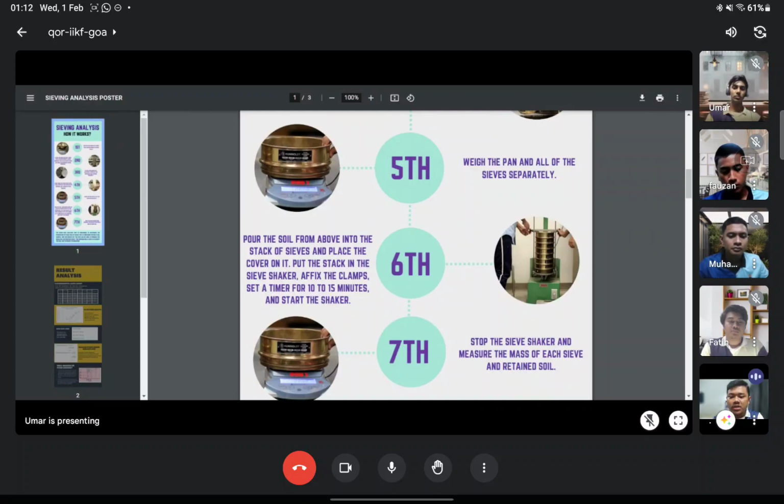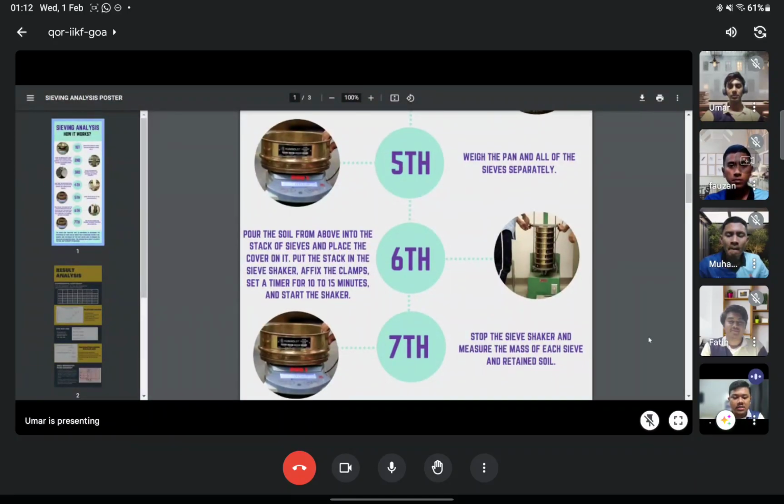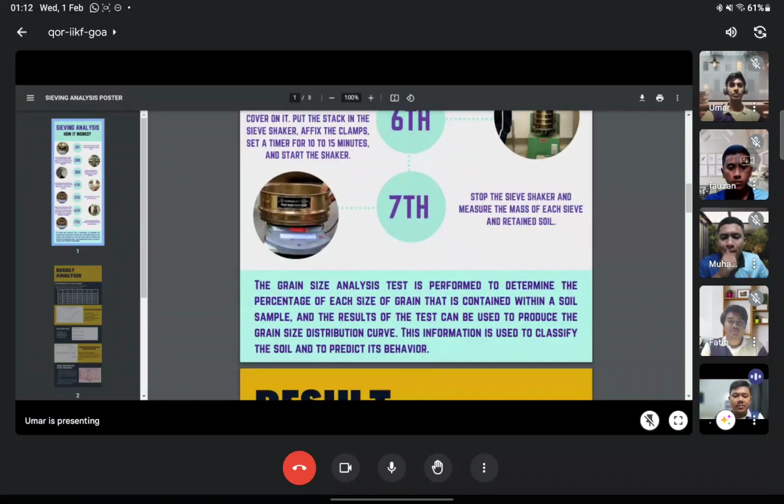The next one is to pour the soil from above into the stack of sieves and place the cover on it. Put the stack in the sieve shaker, fit the clamps, and set a timer around 10 to 15 minutes and start the shaker. And the last one is when time's up, stop the sieve shaker and measure the mass of each sieve and retained soil.